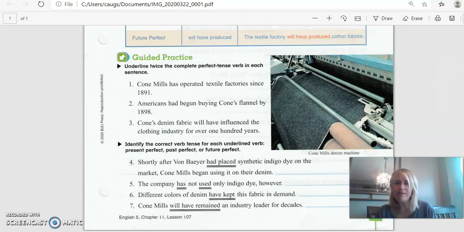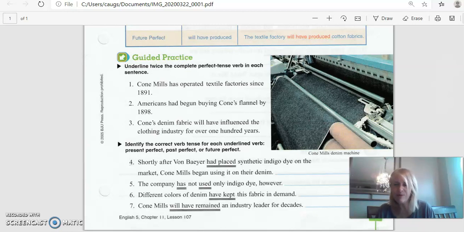Let's look at number 1 in the guided practice section. It says underline twice the complete perfect tense verb. So remember, do it 2 times, underline it 2 times. And in the section in the back, you're going to have to do the same thing. Remember to underline it 2 times. Number 1, it says, cotton mills has operated textile factories since 1891. So it has the helping verb has with it, has operated.